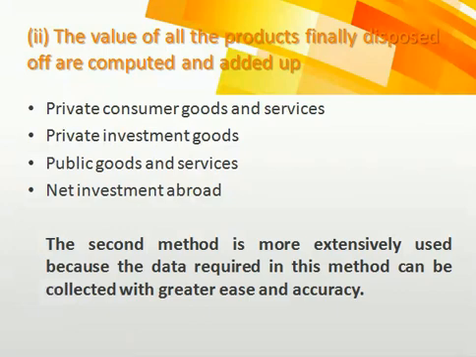So whatever expenditure the population of the country is making, that amount will be added together and national income will be found out. And in this expenditure method, the method where the value of the products finally disposed of are computed and added up is extensively used, because we can find the data very easily. The prices of the final products, the retail MRP prices of the products, can be easily calculated, with ease and accuracy. So this is generally used. The previous method of expenditure is not that much used.